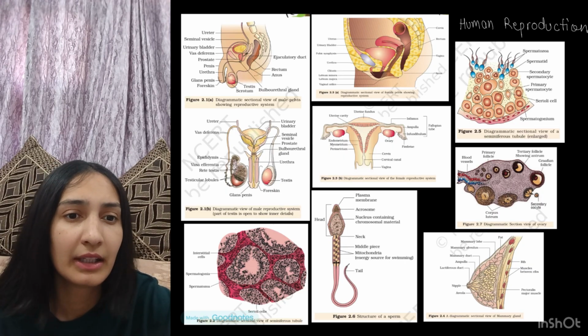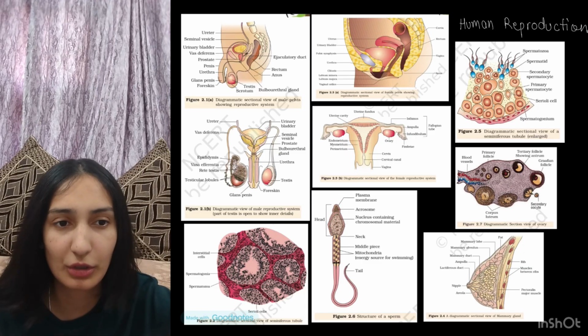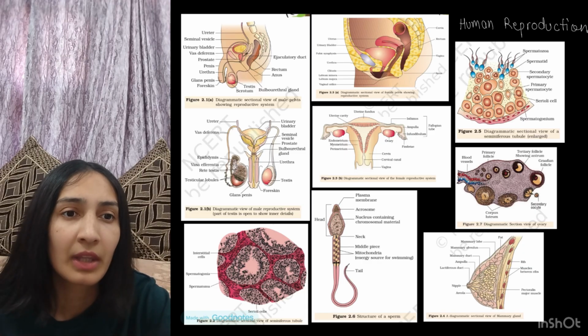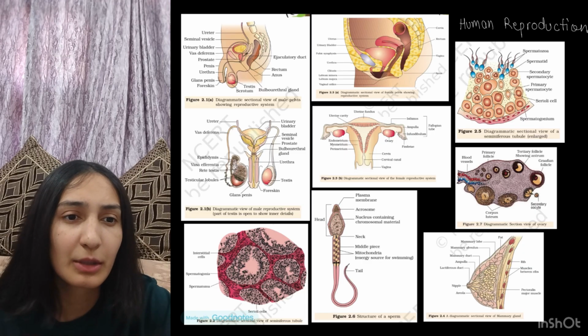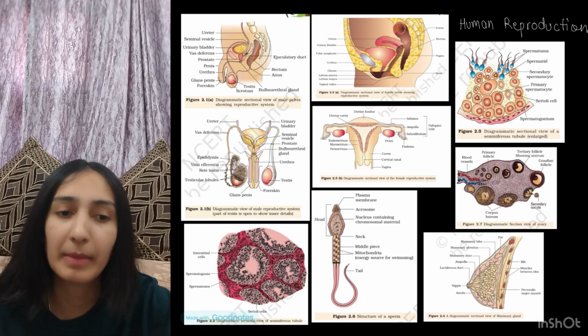Next is figure 2.5, which shows a diagrammatic sectional view of a seminiferous tubule, and this is enlarged. Starting off we have spermatogonium, we have Sertoli cells, then we have primary spermatocyte, then we have secondary spermatocyte, then we have the spermatid and spermatozoa.